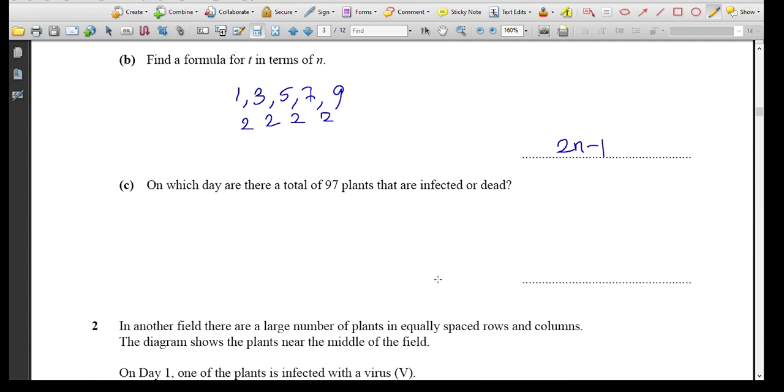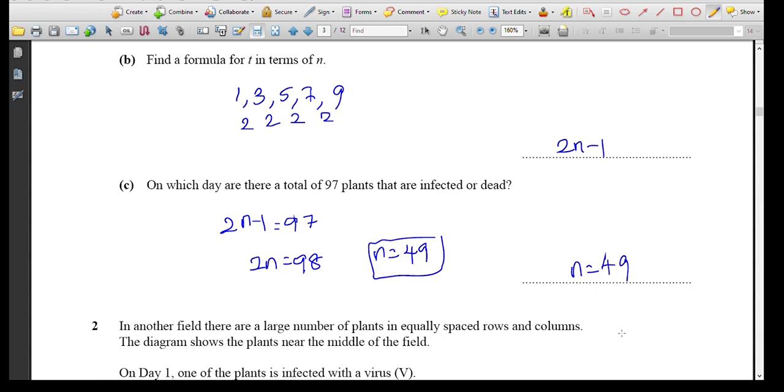On which day are there a total of 97 plants that are infected or dead? It is very easy if they have given the total number of plants affected, because we have already got the nth term. So just equate that, so that you get to know on which day the infected plants are 97. So 2n minus 1 is going to be 97, and look at that, the minus 1 becomes plus. So we'll be getting 2n equals 98, and yes, it is clear that n is equal to 98 divided by 2, which is 49. So n equal to 49 is the answer we are getting here.